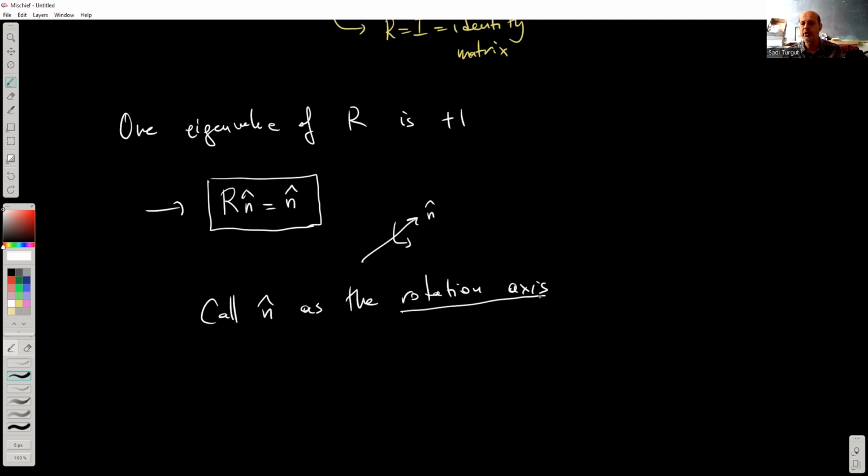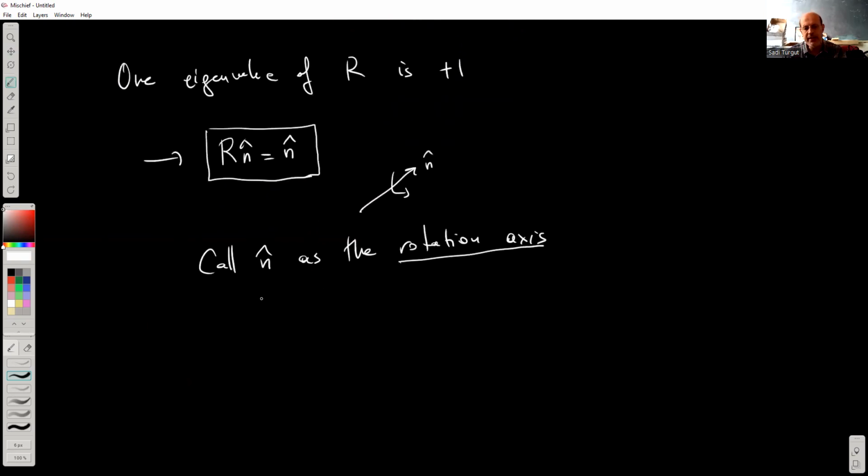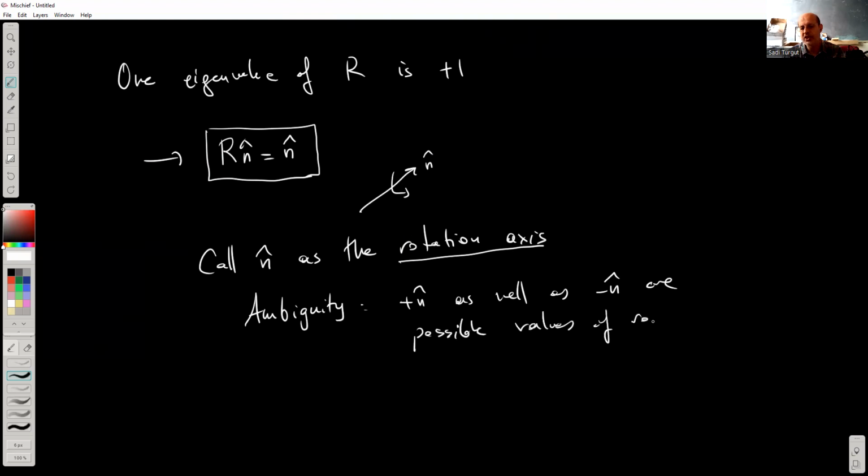And so we just call this the rotation axis. There's some kind of an ambiguity in here because I can multiply this vector by anything and still get the eigenvalue equation satisfied, obviously. I can choose it to be a unit vector, but still there's some ambiguity about the direction. So plus n as well as minus n are possible values of the rotation axis, right? There's some kind of an ambiguity in here.